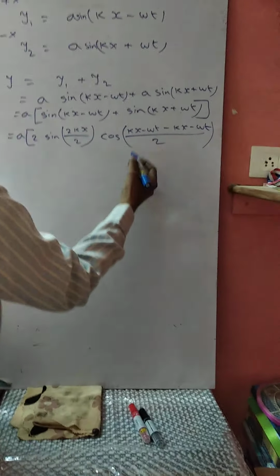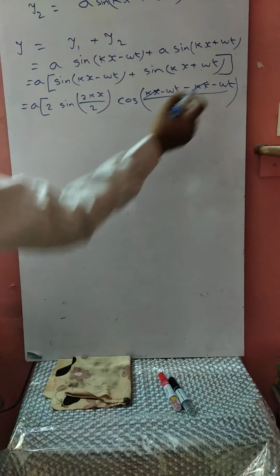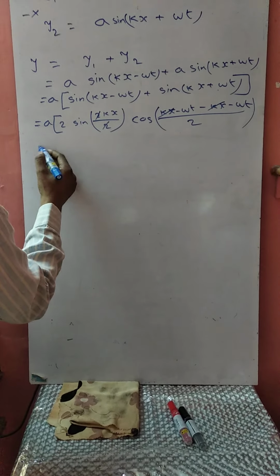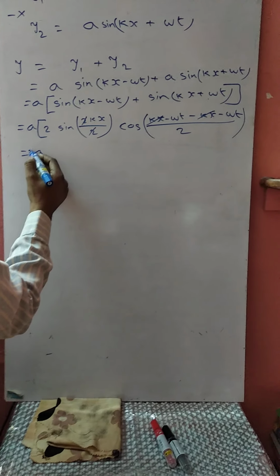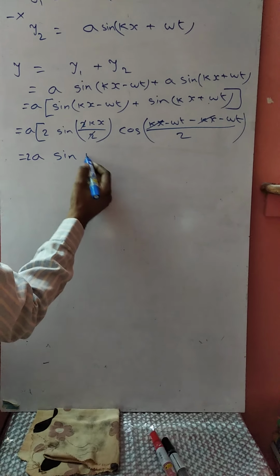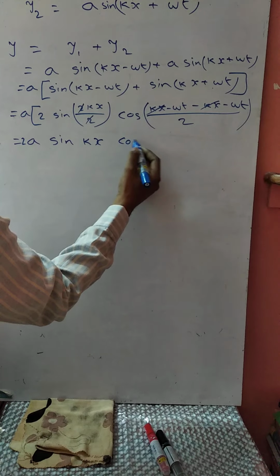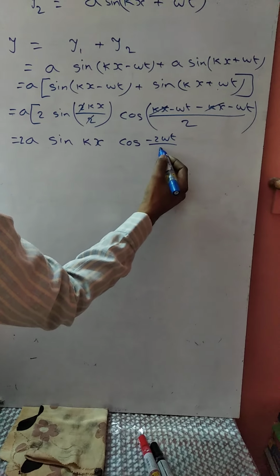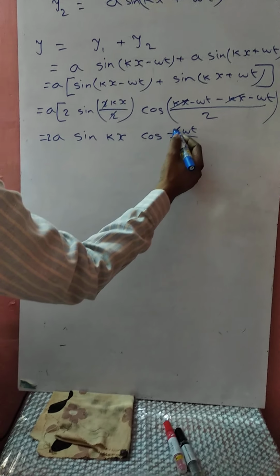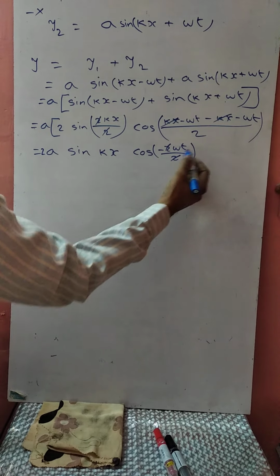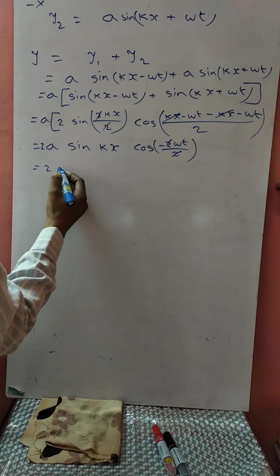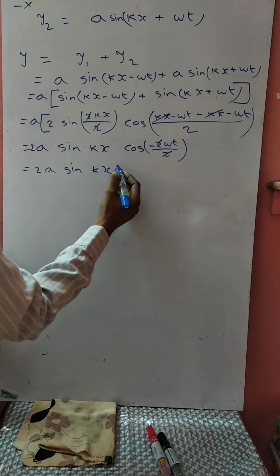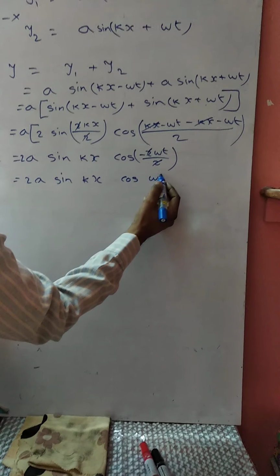So here kx gets cancelled, minus 2 omega t by 2 will give you minus omega t only. So this you can write as 2a into sine kx into cos of minus 2 omega t whole divided by 2. Nothing but 2 gets cancelled. You are left with minus omega t. So cos minus theta is nothing but cos theta. So you can write the equation as 2a sine kx into cos omega t.